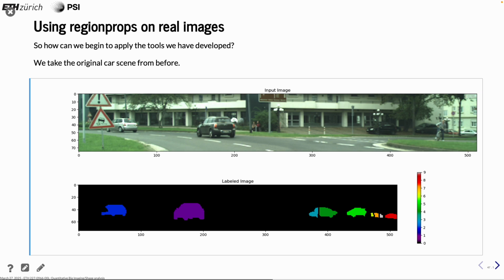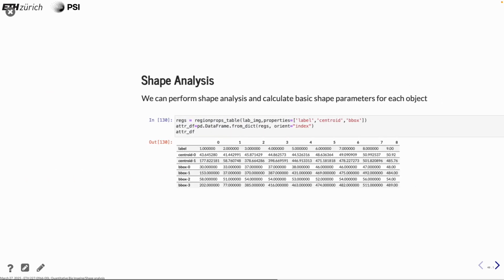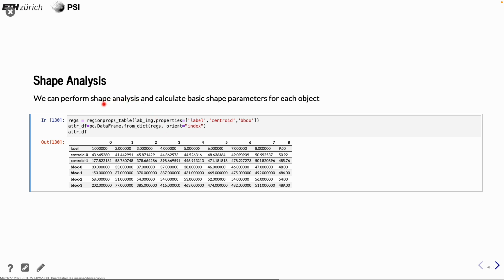So let's try it. Let's look at all the cars in the car scene, and we want to tell something from them. And now we can compute the region properties for all the objects. So we have the label image, and we want to have information for each label, the centroid, and the bounding box. And if we look at that, we get all this information. We see the bounding box coordinates, the centroid coordinates, and each label.